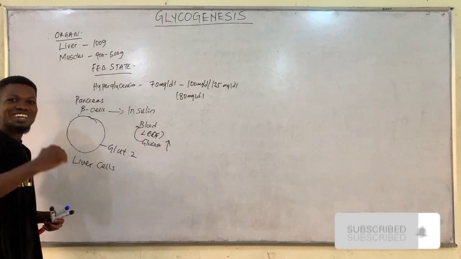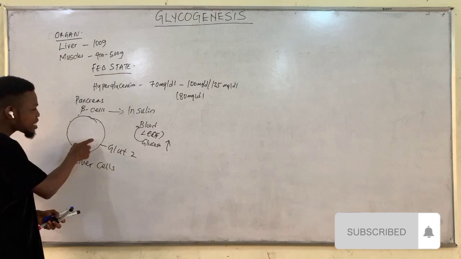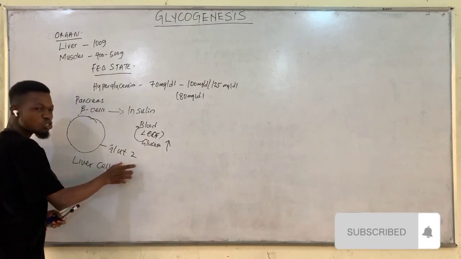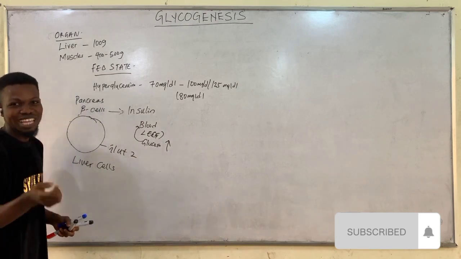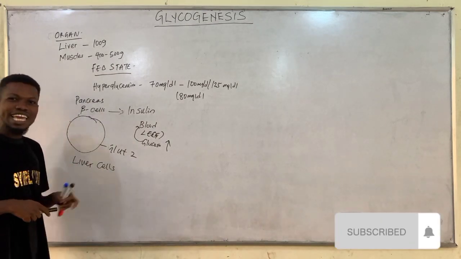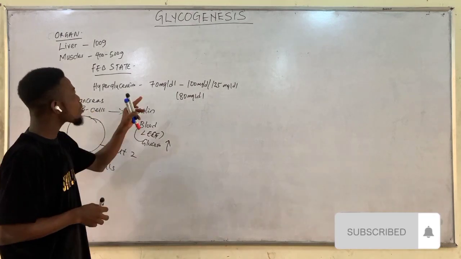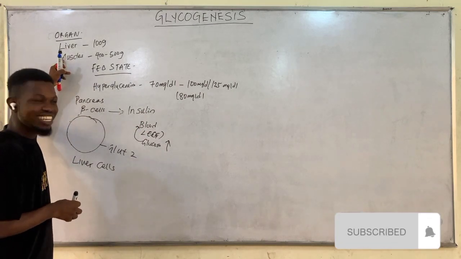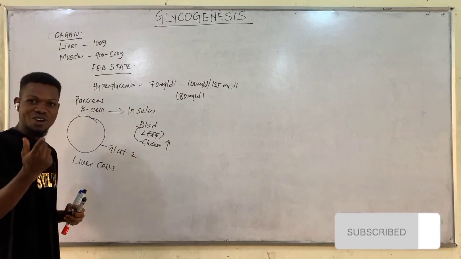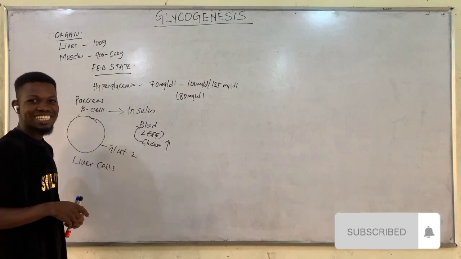Whereby the glucose will undergo a synthetic reaction and be converted to glycogen. But if it is a muscle cell, which glucose transporter will carry the glucose inside the cytosol? That is what glucose transporter 4 is for. Okay, so that is about glycogenesis. That's where glycogenesis occurs, in the liver or in the muscle. Okay, when do we undergo glycogenesis? When there is high blood glucose level.